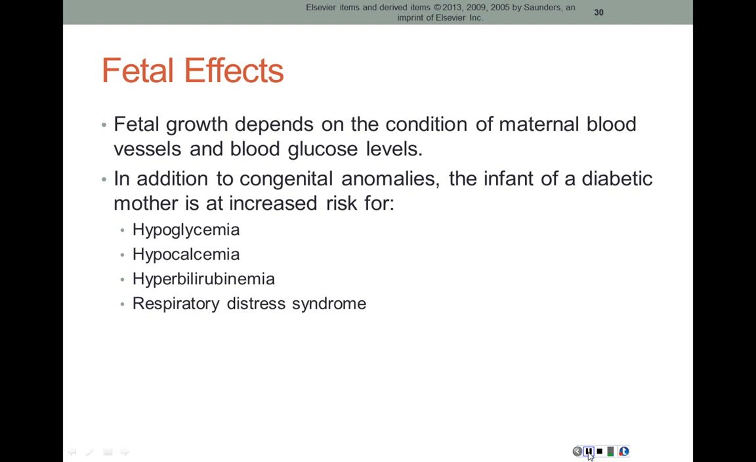Because remember, if baby is in mom and that's a really rich glucose environment, and then all of a sudden baby's born and we cut the cord and they no longer have access to all of that free glucose that's floating around, then baby hasn't been producing enough glucose and can't sustain itself once it's born.